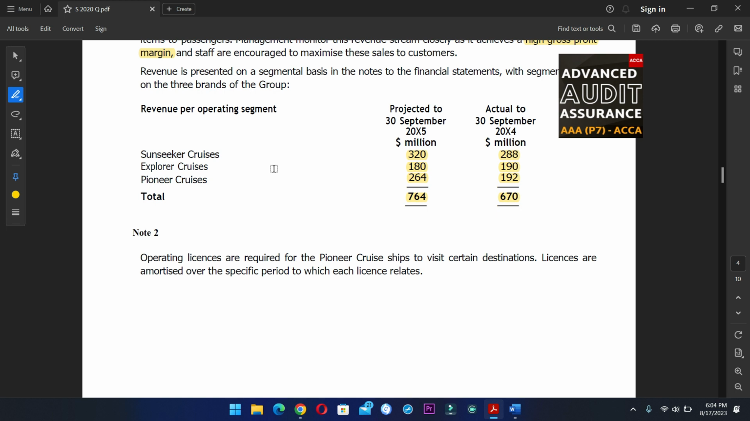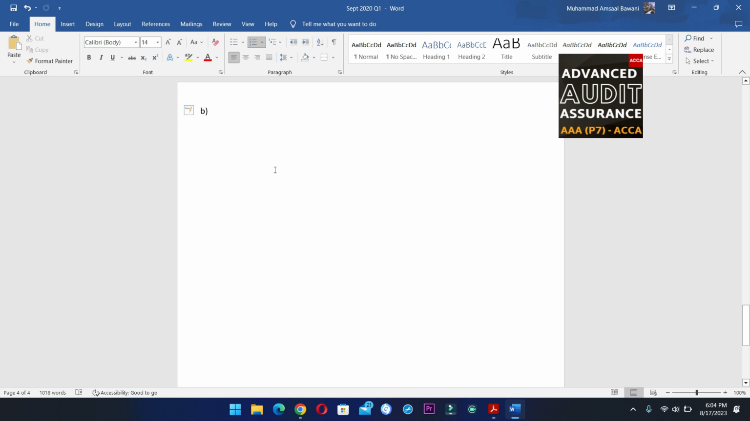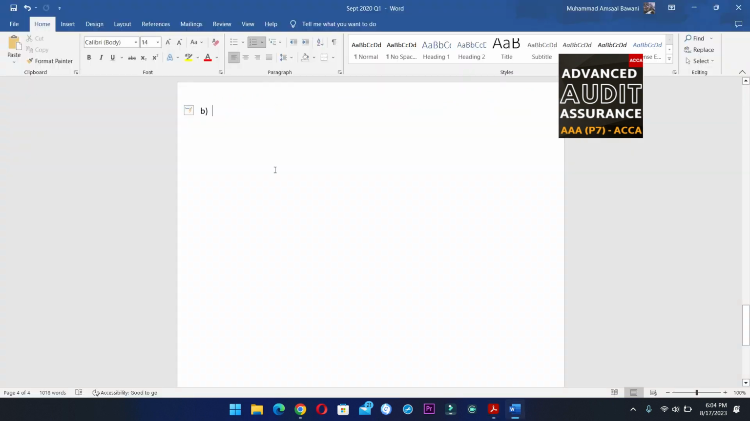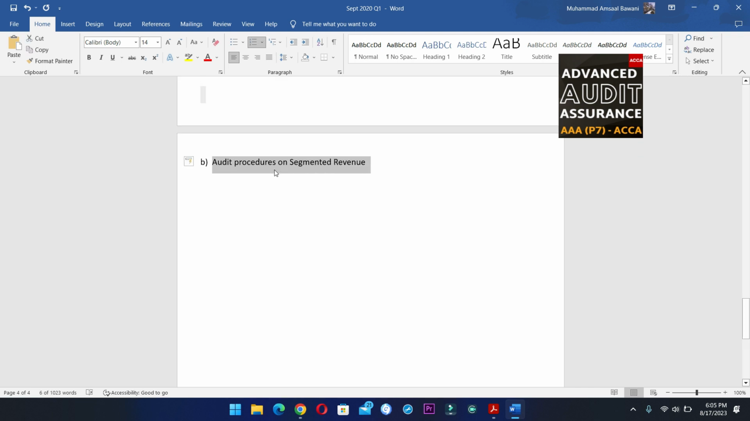And we can further describe that it is quoted or stated in the notes to the financial statements, in the published statements, right? So let us draft our first bullet point with the procedure. We would give a short heading stating audit procedures on segmented revenue, right? This was our requirement, and we have briefly stated it before answering the question.